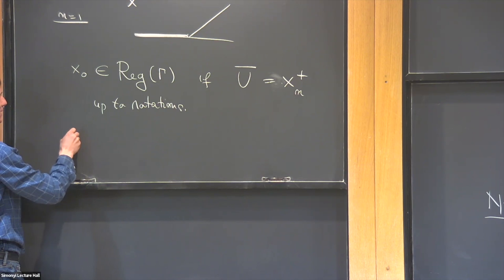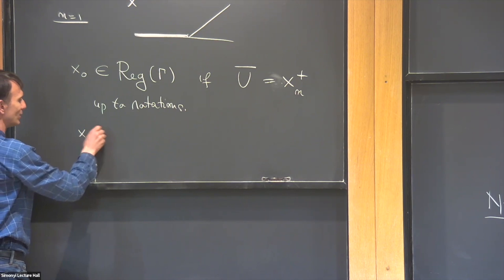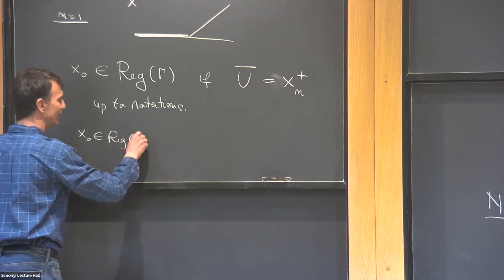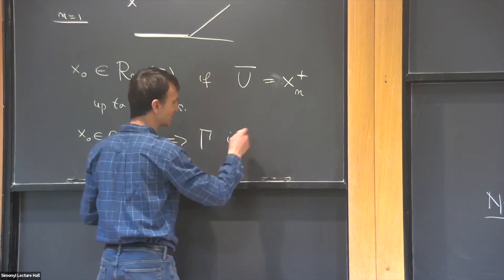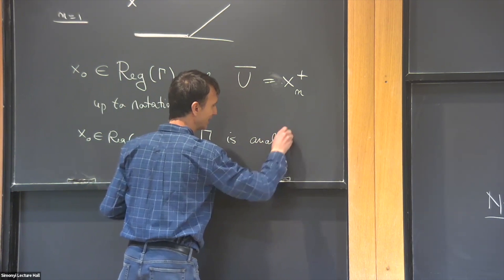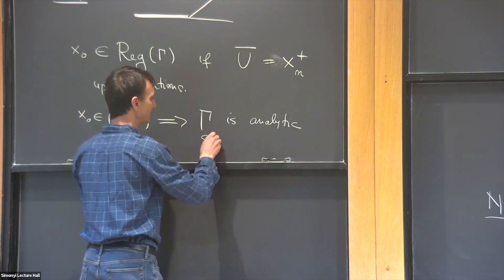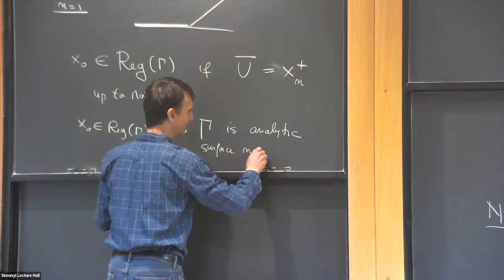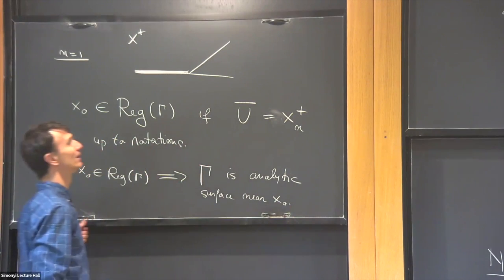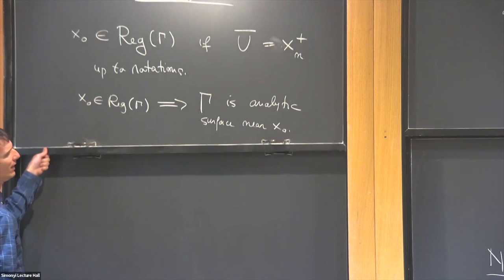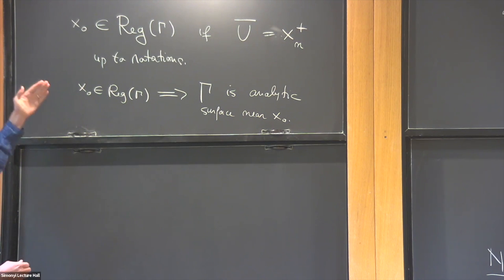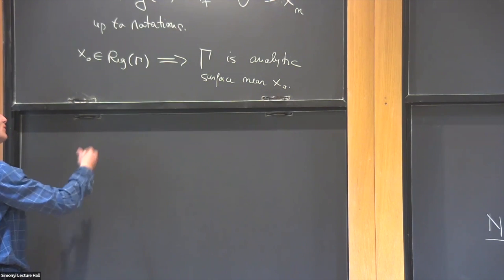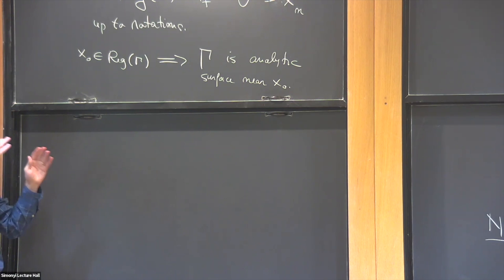So there is this theorem that says that if x0 is a regular point, then gamma is a smooth, analytic surface near x0. Okay, and then what happens at the points that might not be regular, when you have a blow up and it doesn't look exactly like the one-dimensional profile, and you have this dimension reduction?